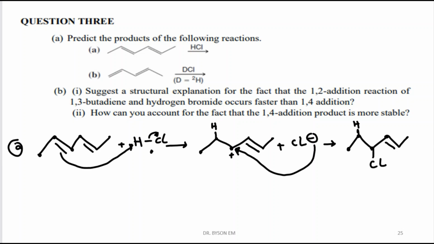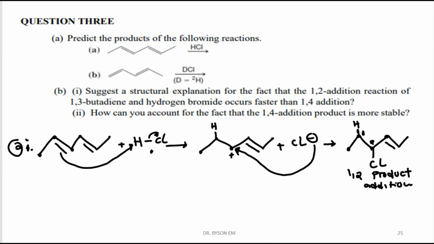So this is what we call a 1,2 addition product. Why? Because the hydrogen attached on this carbon, carbon 1, and then the chloride attached immediately to the carbon that is adjacent to where the hydrogen attached. So this is the first way it can occur.